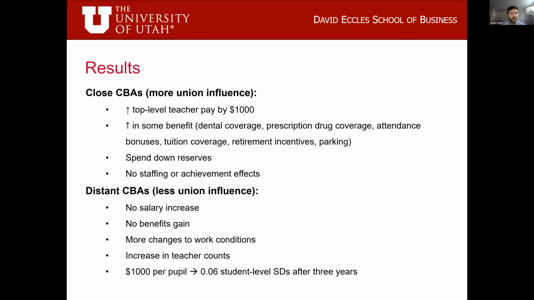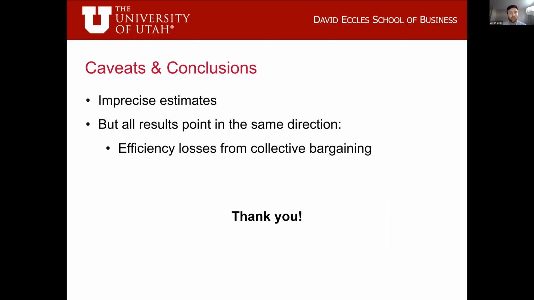But districts that are allocating these extra resources under less union pressure, they don't see any salary increases or benefit gains. They change the text related to work conditions more. And we see that the teacher counts in these schools go up, student-teacher ratios go down, and as a result, student test scores go up. And so the overall takeaway is that we do have imprecise estimates, but all of the results seem to be telling a coherent story and pointing in the same direction, and that direction appears to be that there are some efficiency losses that occur from collective bargaining. Okay, and that's all I have. Thank you for your time.